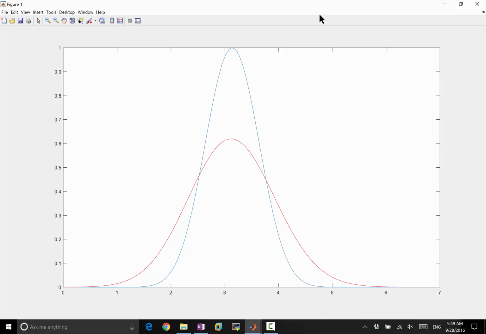Can somebody tell me, can you qualitatively describe the difference between the analytical solution, which is blue, and the numerical solution, which is red? It diffused out. It's almost as if we are solving not the advection equation, but an advection-diffusion equation. Exactly.